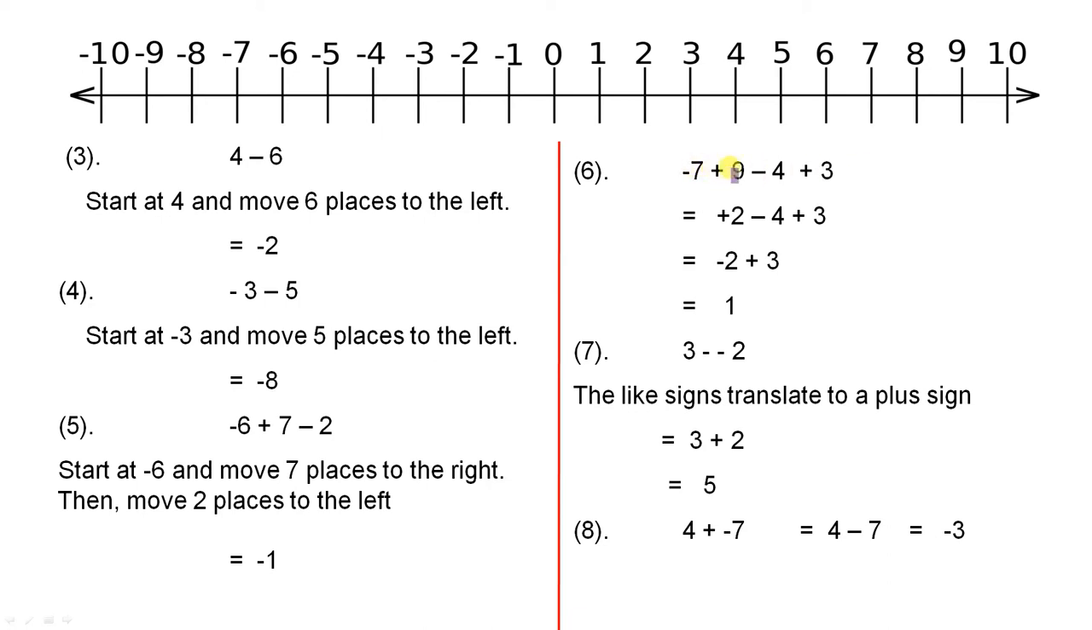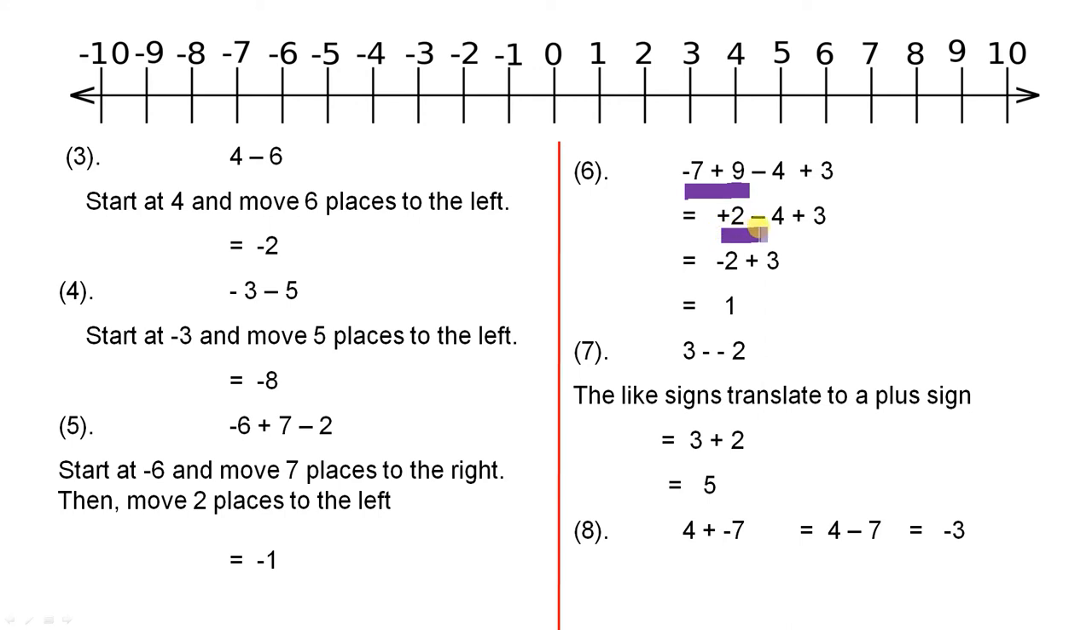Now here we have 4 digits with a mixture of plus and minus. So let's just quickly get into it. Let's do those two first. So we start at minus 7 because that's the first number. Then because you have plus 9, you move 9 places to the right. 1, 2, 3, 4, 5, 6, 7, 8, 9. That gives us 2. That's why it's plus 2.